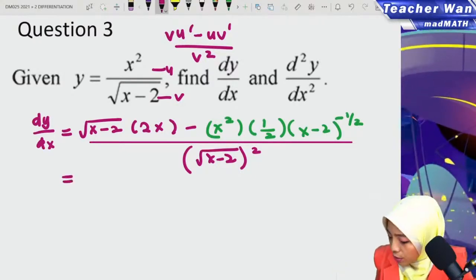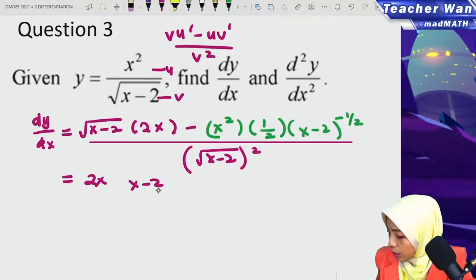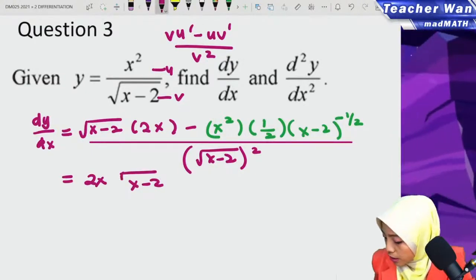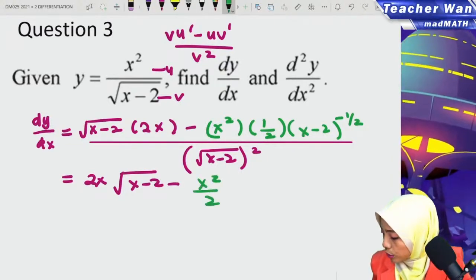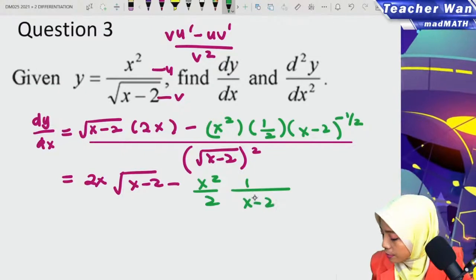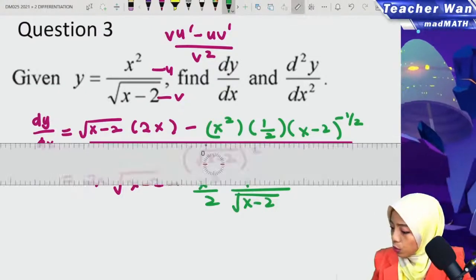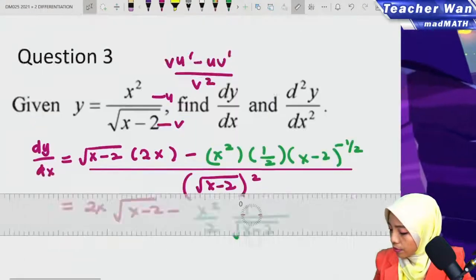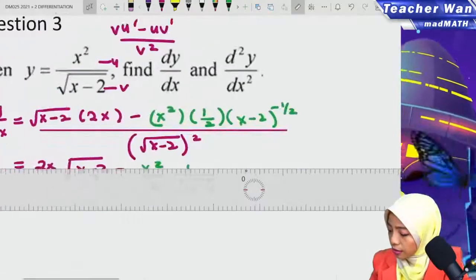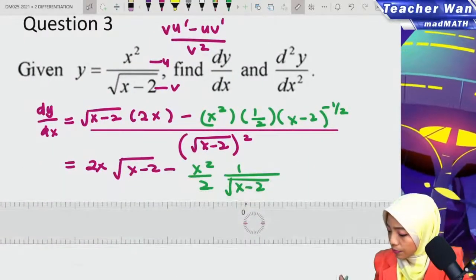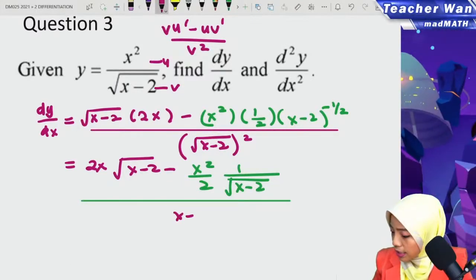Okay. So now 2x, x minus 2. Okay. What you're going to do here is, yes, we just write it back. So this is basically x squared over 2, 1 over square root of x minus 2. So over with x minus 2.